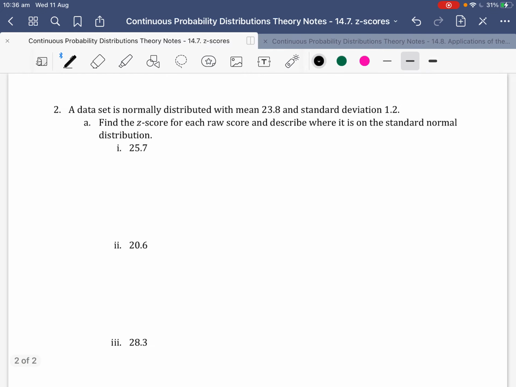Then our next example, we have a data set that is normally distributed with a mean of 23.8 and a standard deviation of 1.2. We want to find the z-score for each raw score and describe where it is on a standard normal distribution. So we'll use our z-score formula of z equals x minus the mean over the standard deviation. So we'll have z equals 25.7 minus our mean of 23.8 over our standard deviation of 1.2.